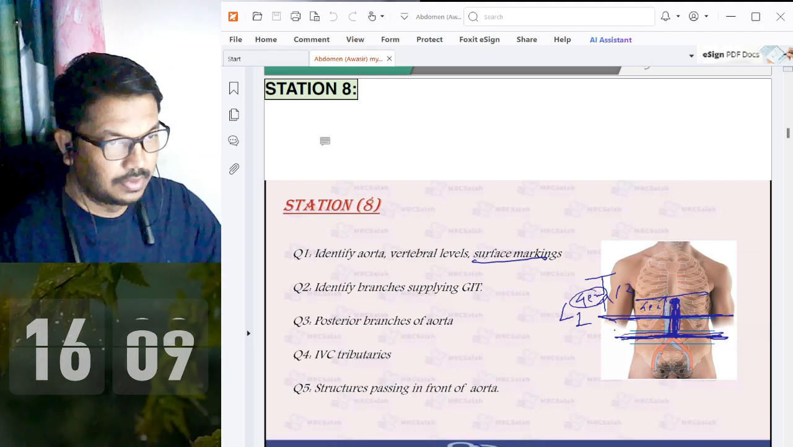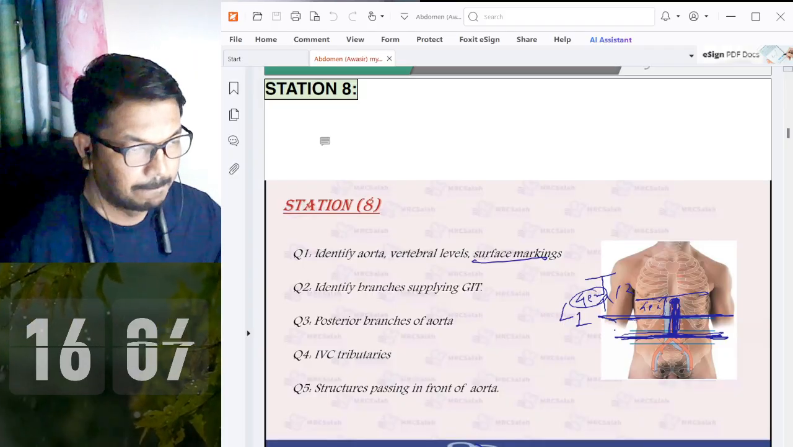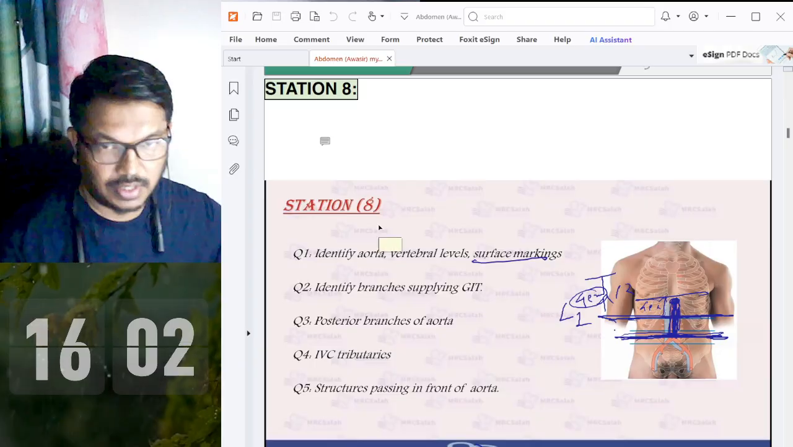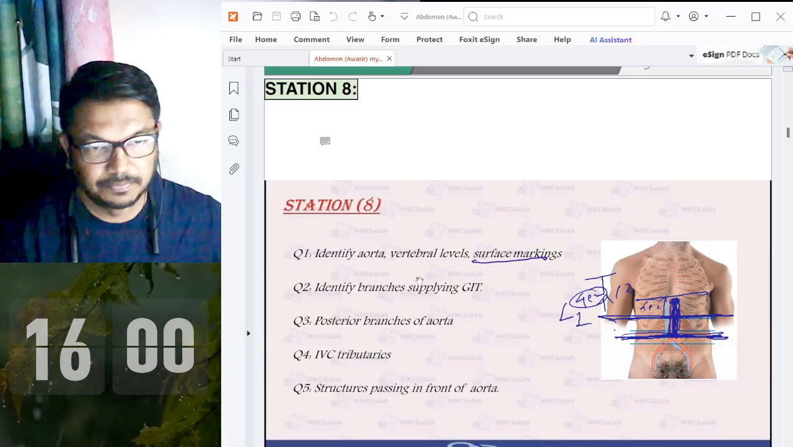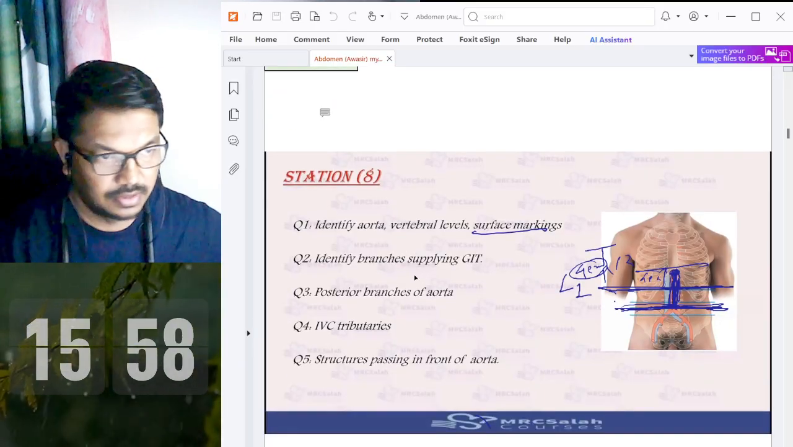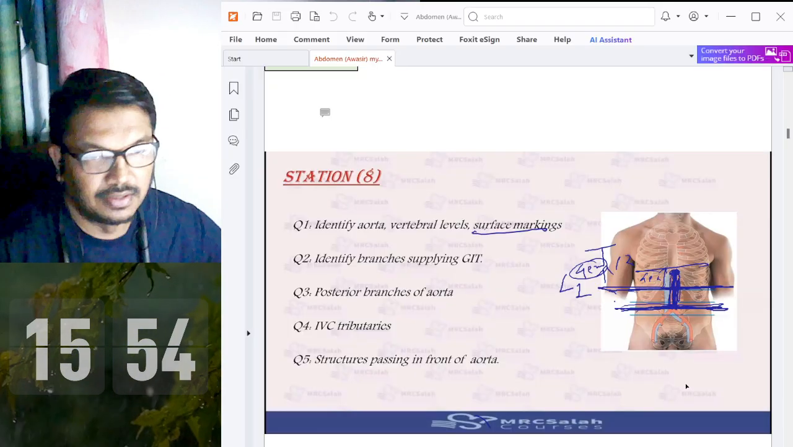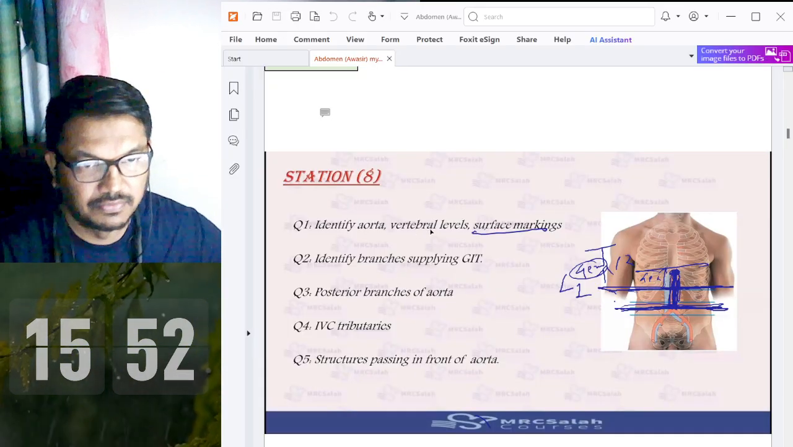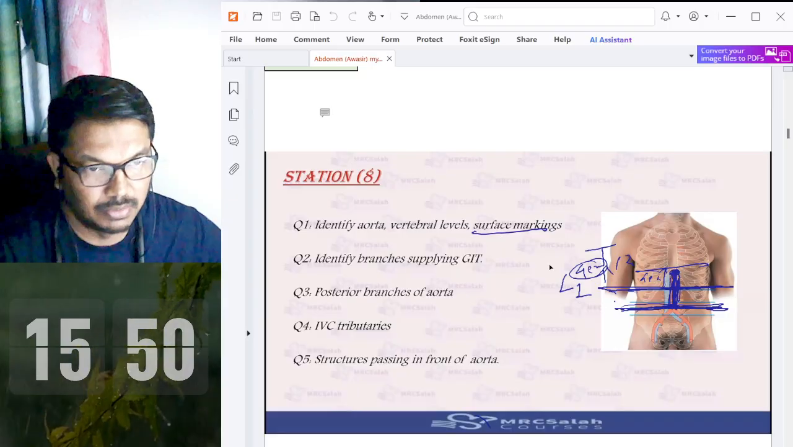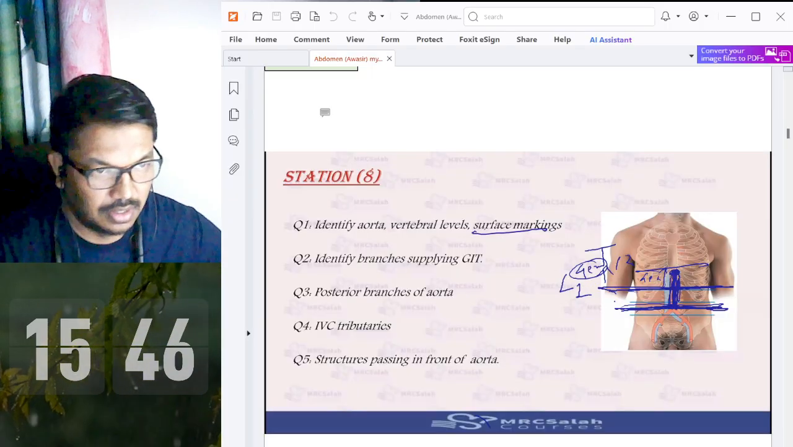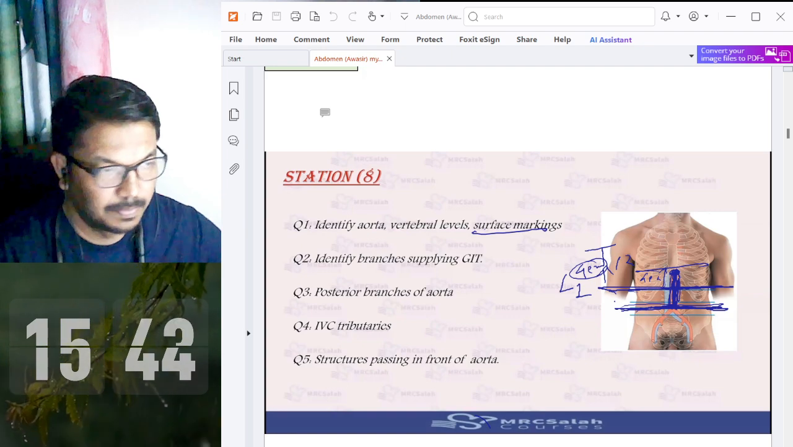Okay, anatomy mock abdomen. We are starting with station number 8. You can see this diagram. From this diagram, identify aorta, vertebral level, and surface marking. Surface marking, no need. Identify the aorta.